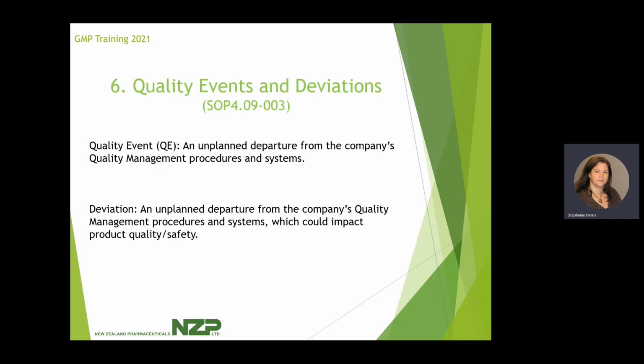Quality events and deviations. At NZP, SOP 4.09003. A quality event is an unplanned departure from the company's quality management procedures and systems. A deviation is an unplanned departure from the company's quality management procedures and systems, which also could impact on product quality or safety.